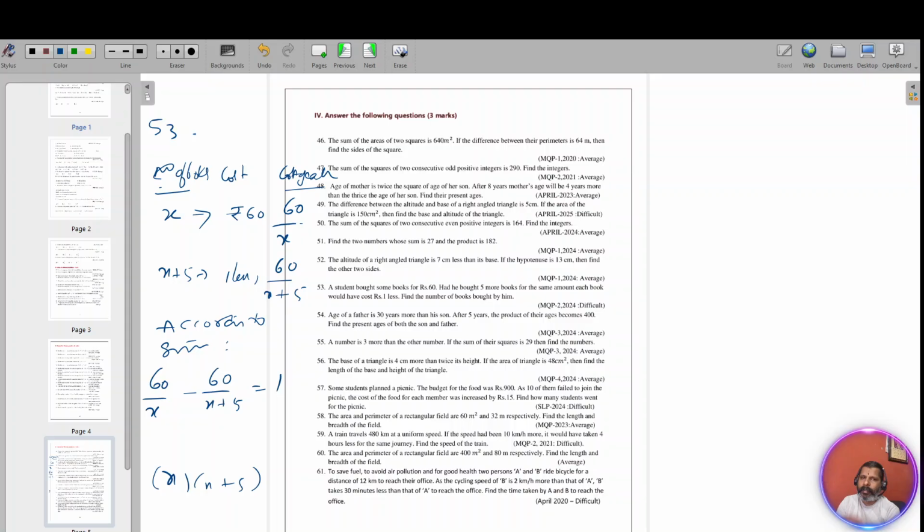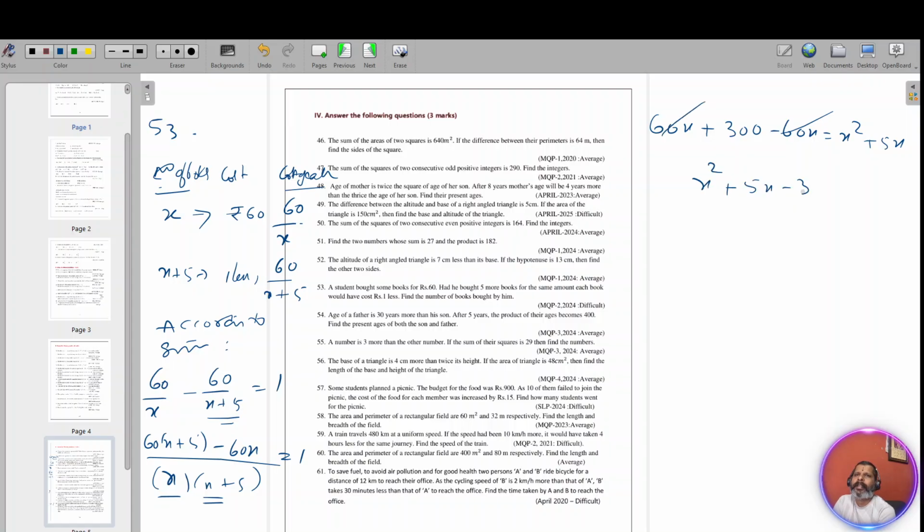That is, x of x plus 5 means leave this x and you write 60 of x plus 5 minus, x plus 5 leave it, then you write x into 60, that is 60x, equal to 1. See, open and cross multiply in the same step. 60 into x is 60x plus 60 into 5 is 300 minus 60x equal to 1 into x of x plus 5, that is x square plus 5x. This cancels. So if you take 300 to left side, it will become x square plus 5x minus 300 equal to 0. You solve this equation and you get the answer. Number of books is nothing but x only. Let number of books be x.